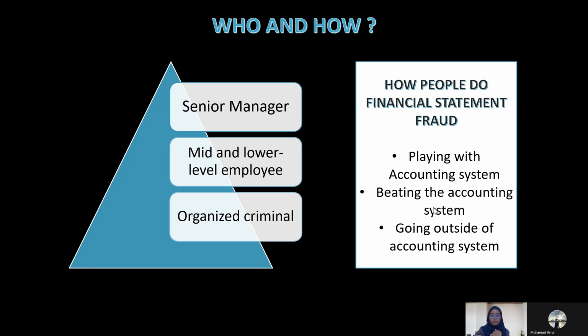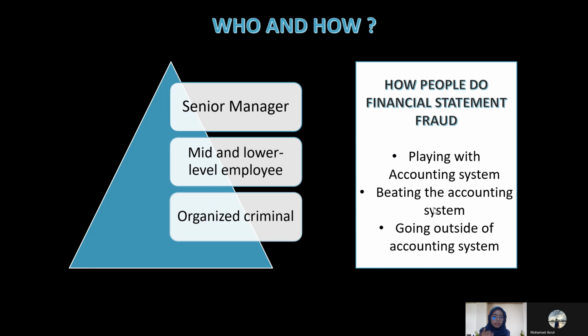Then, how people commit financial statement fraud. There are three ways, which are playing with the accounting system, beating the accounting system, and going outside the accounting system. So for playing with the accounting system, the company will use the system as a tool to generate the result that they want. For example, by manipulating the depreciation charge and the allowance for bad debt.